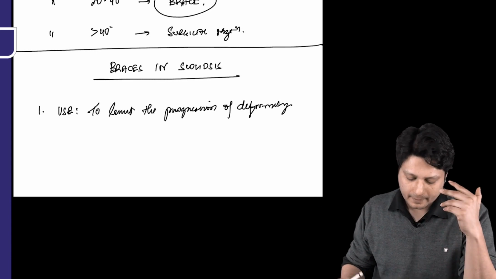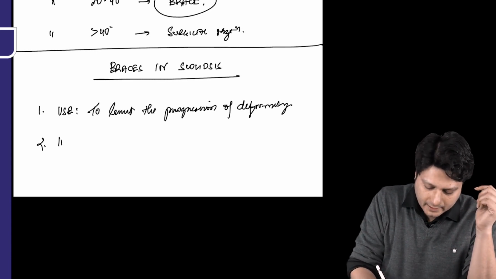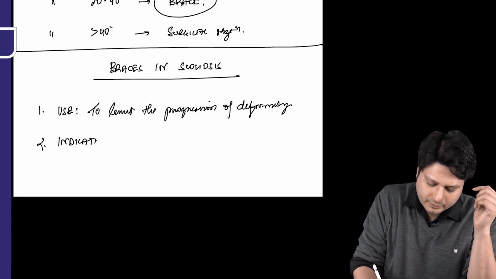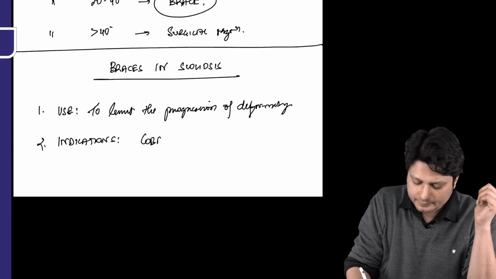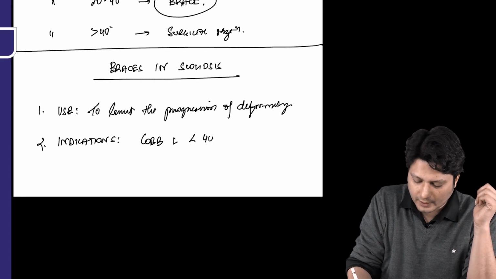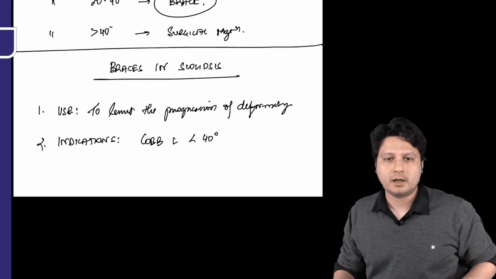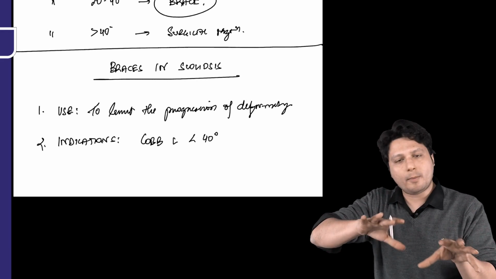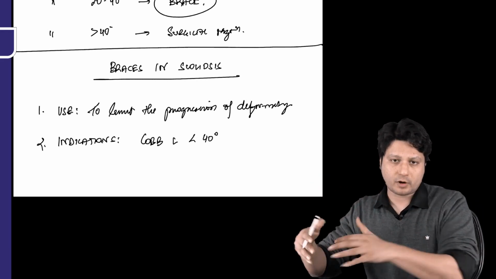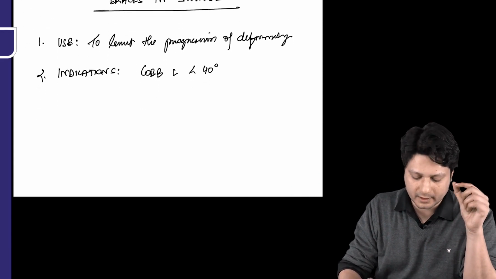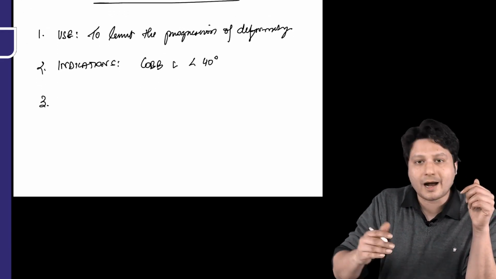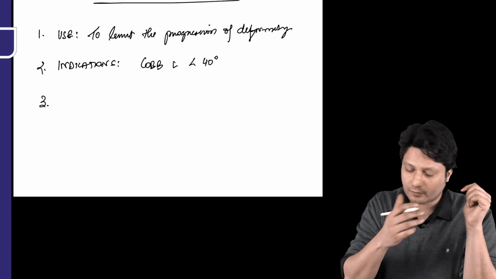progression of the disease. Point number 2, the indication of these braces is when the Cobb angle is less than 40 degrees. Now this we have already talked about in the management, that if the Cobb angle is more than 20 but less than 40, then a brace has to be utilized for limiting the progression of this deformity. Now point number 3, what are the braces which we are using for the purpose.